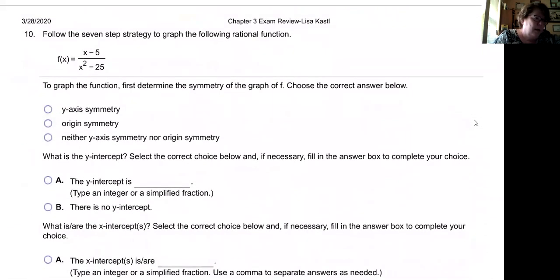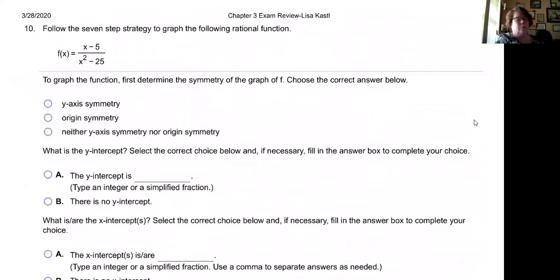All right, let's now move to our rational functions. We're going to use the 7-step graphing strategy to graph this rational function. And you do have to walk through all 7 steps because there are 7 parts to this particular problem.